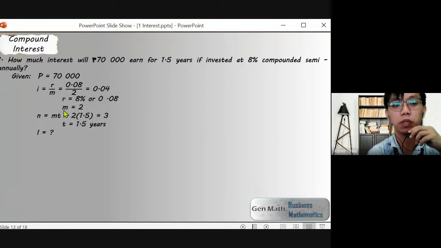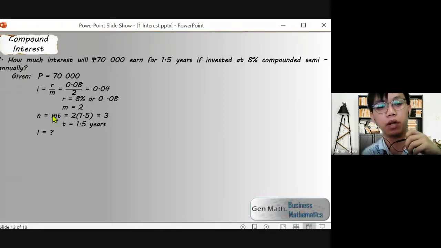Now we are going to proceed with solving the value of N. And for N, the formula is M times T, which is equals to, ano yung M na ginamit natin sa pag-solve ng I? That is 2. So the value of M is 2. And then the length of time will be already given in the problem, that is 1.5 years. That is the length of time we're going to use for solving the value of N. That is 2 times 1.5, which is equals to 3. Okay?